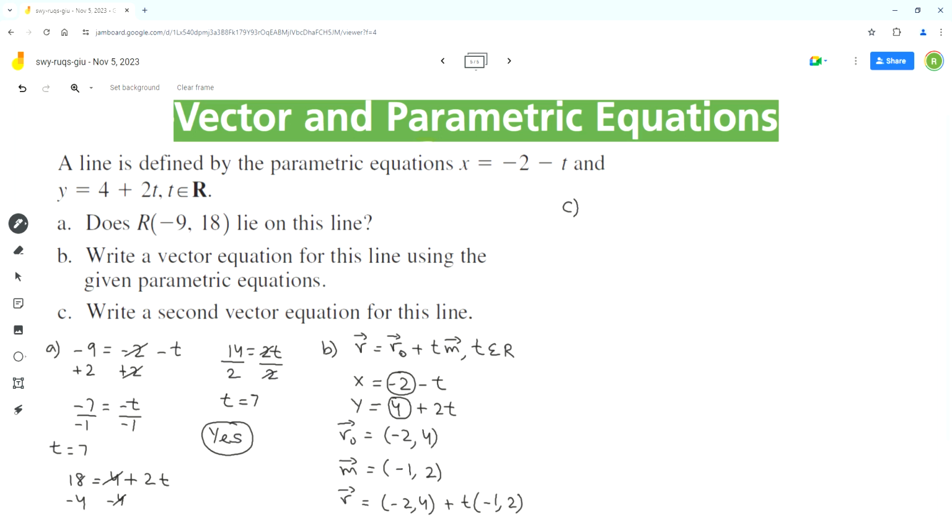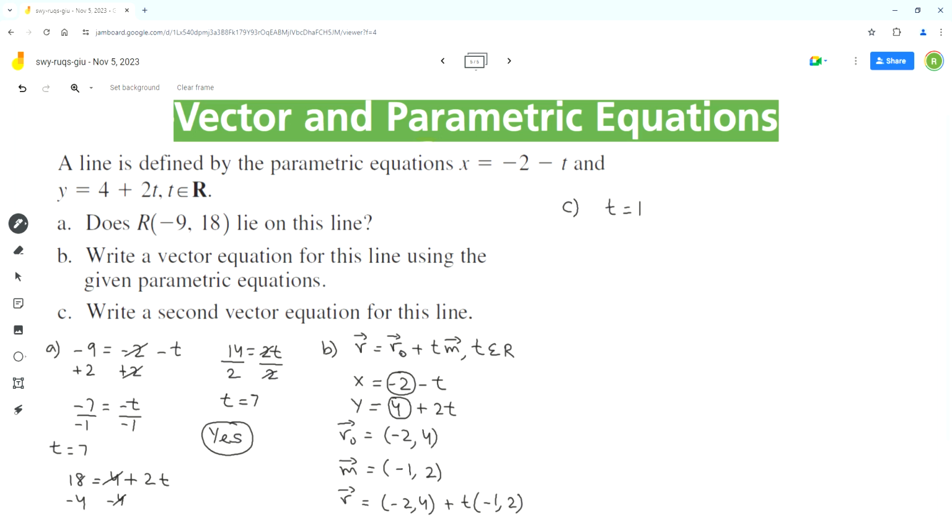So to write a second vector equation for this line, we need to use a different position vector for a known point on this line. And for that, we'll have to use a real value for t to find another point that lies on this line. So we should use t as 1.